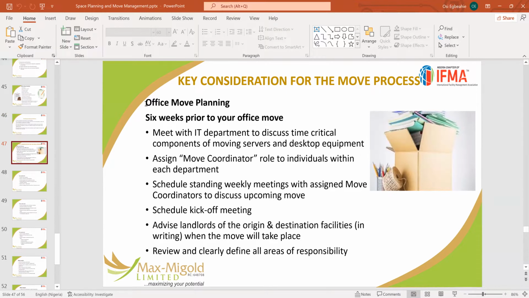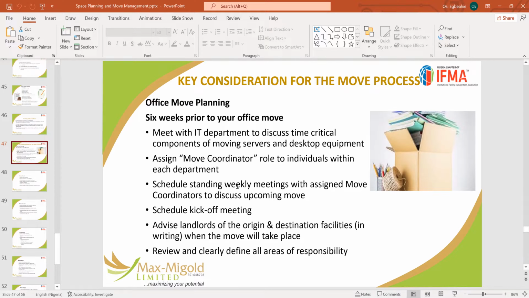Normally, we expect that from six weeks prior to the move, some of these things you set up. Office move planning, six weeks prior to your office move. One of the things you need to do is to meet with the IT department and discuss the critical items and components that need to be moved, such as servers. IT is the backbone of most companies, and you must ensure that they manage what they are supposed to move and know exactly what needs to move. Assign move coordinator roles to individuals.